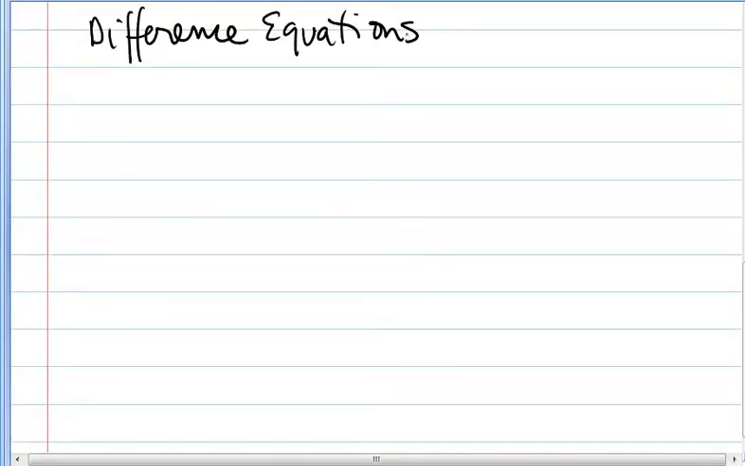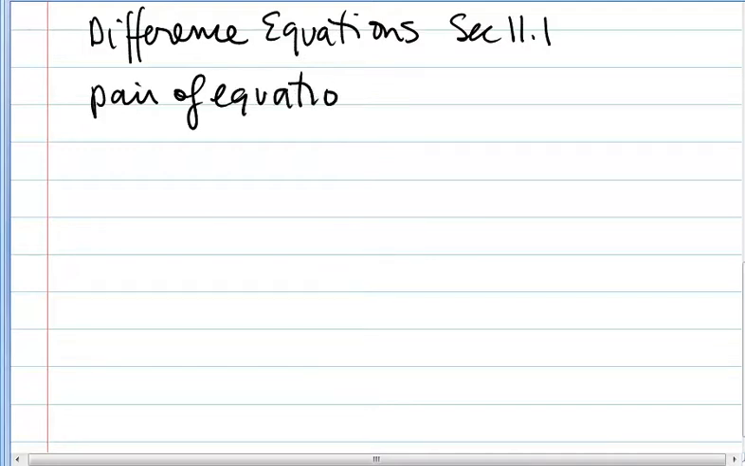So I'm going to talk about difference equations, an introduction to difference equations. This is section 11.1. A difference equation is a pair of equations. It's not a system, but it's just a pair of equations. And we use them to generate a sequence of numbers.